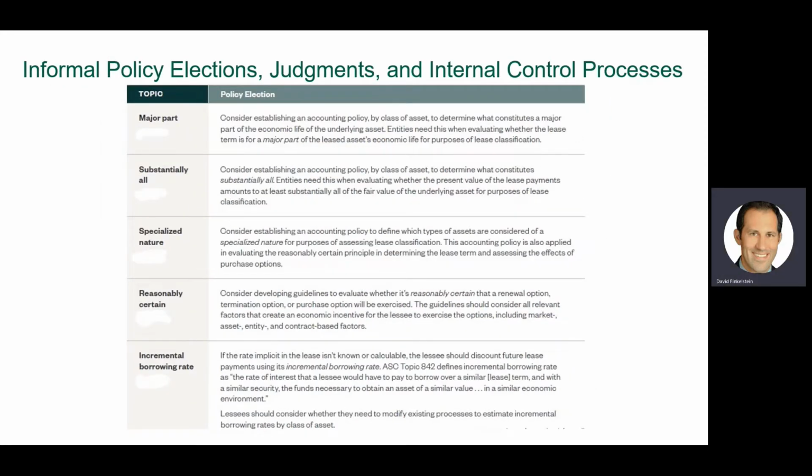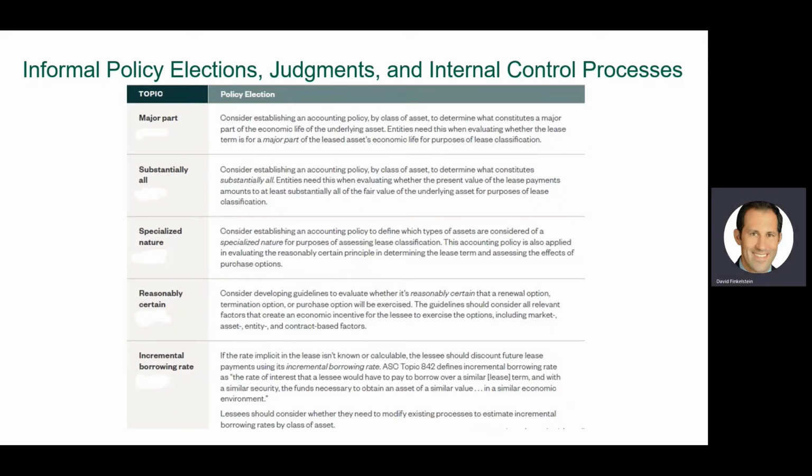There are other informal policy elections, judgments, and internal control processes that do need to be considered as part of your adoption. The first one is what's considered the term major part. That's working on establishing an accounting policy by class of asset to determine what constitutes a major part of the economic life of the underlying asset. You would then use this to evaluate whether the lease term is for a major part of the leased asset's economic life for future purposes of lease calculation.